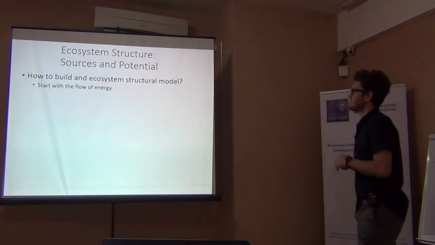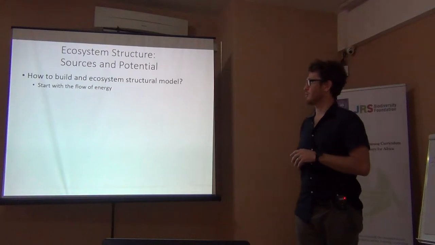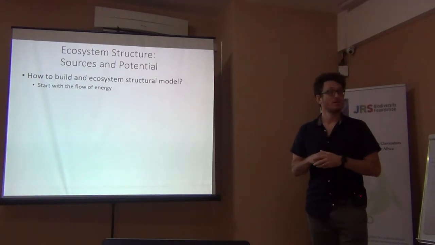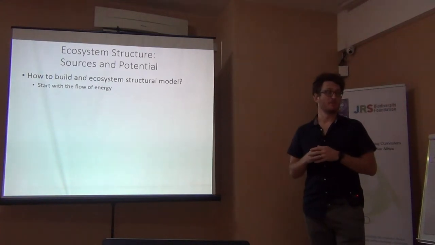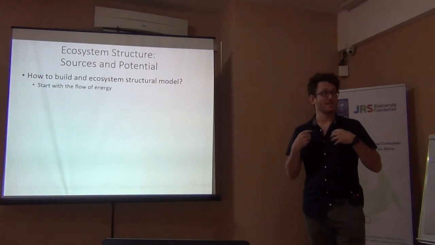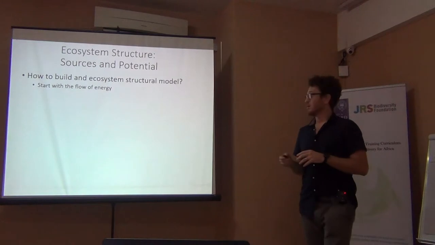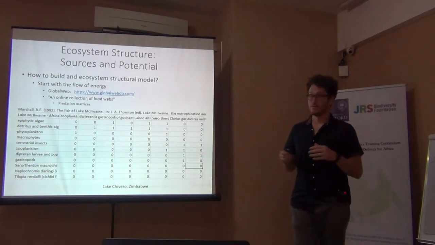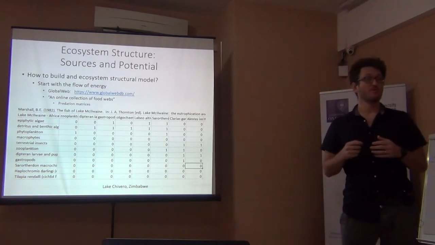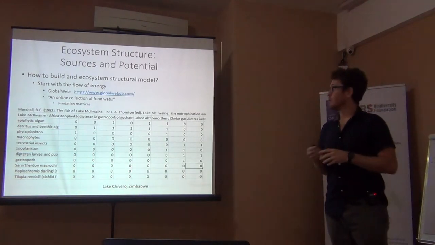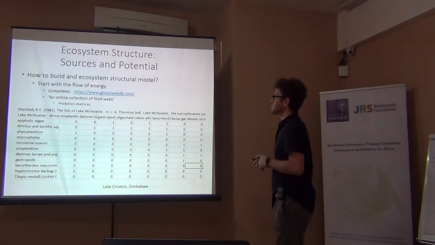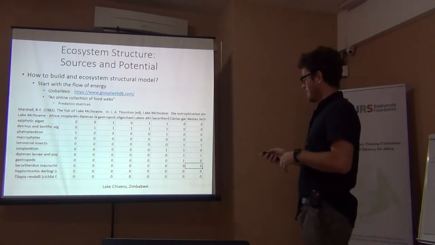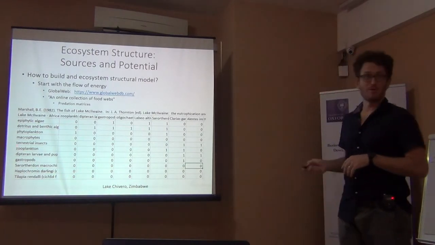So how do we build an ecosystem structural model? Again, we have to start with the flow of energy. Everything is based upon the flow of energy. So I think of it as energy flows. So if we look at the sources of this information, there's a few different databases online. One of them is called globalwebdatabase.com. It's an online collection of food webs. And what it gives you are these things called predation matrices.